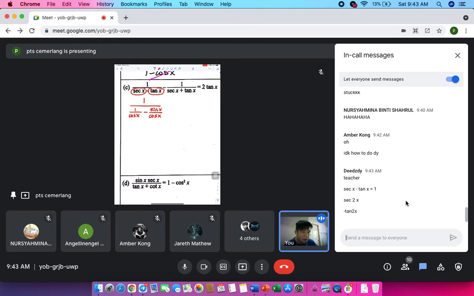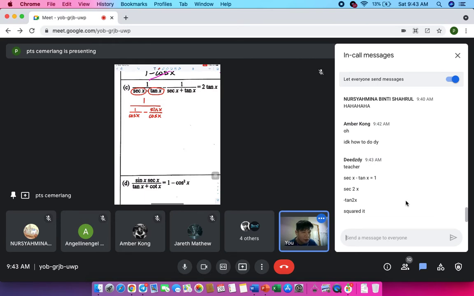Secant square x, oh okay. This is Cristiano's way. It's also possible. If you don't want to change, that's fine too. So Cristiano said it like this. Actually there are many ways to do it. This is one of the things you can do.